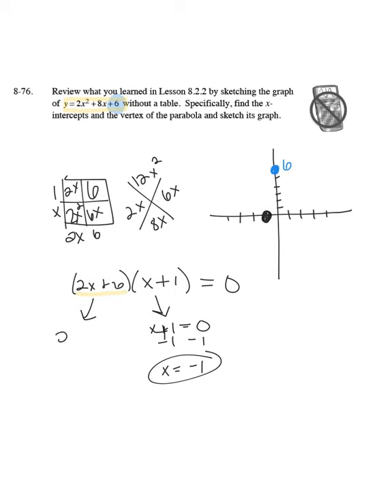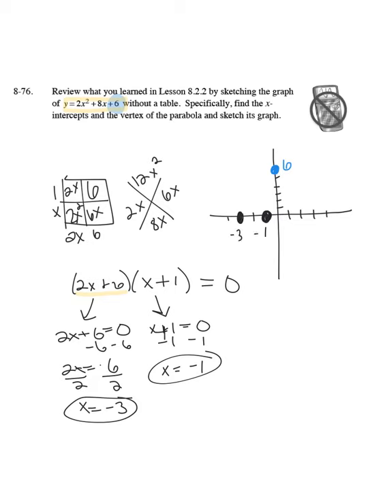And for my other factor, 2x plus 6 has to equal 0. Minus 6, and divide by 2, so we get x is negative 3. Negative 3 and negative 1. I can start to see the U-shaped parabola that's going to go through my equation.